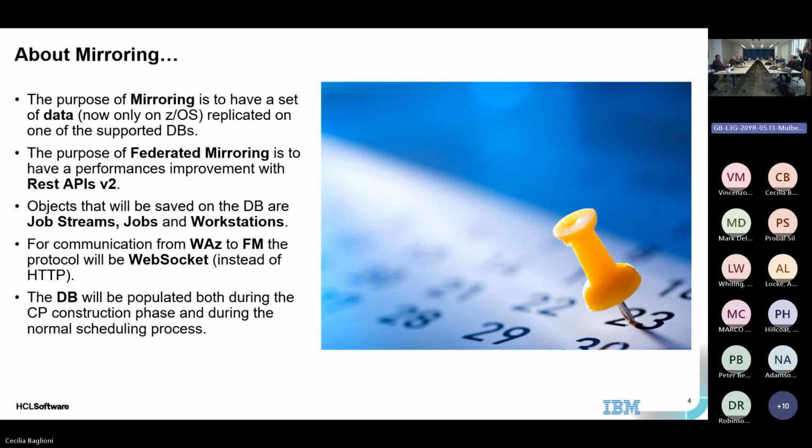With the new version of Dynamic Workload Console, we have also a new version of REST API, that are REST API version 2. And thanks to this new version, we can reach the aim of the mirroring feature. That is the improvement of performances. This is because the query will no longer be executed on the controller, but directly on the database. The communication between the Z environment and the Dynamic Workload Console environment is via WebSocket protocol instead of HTTP.